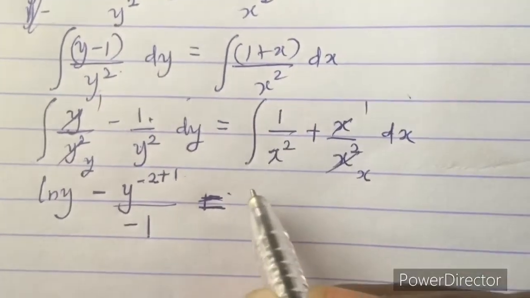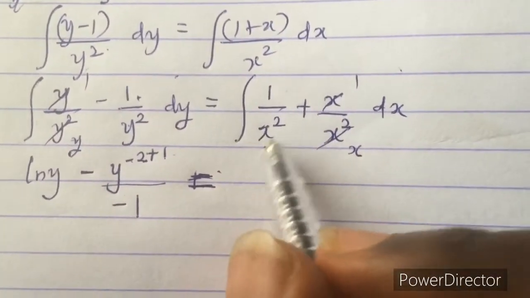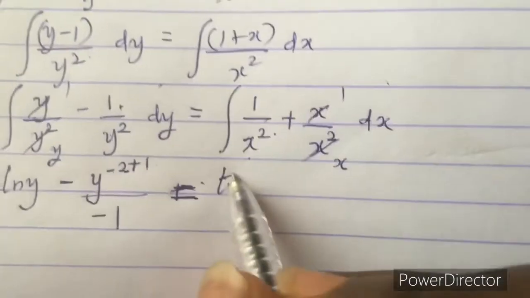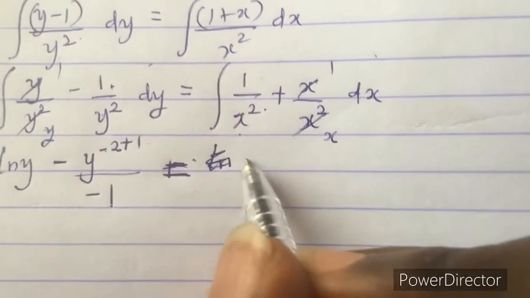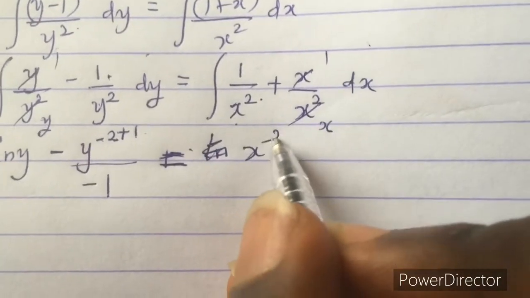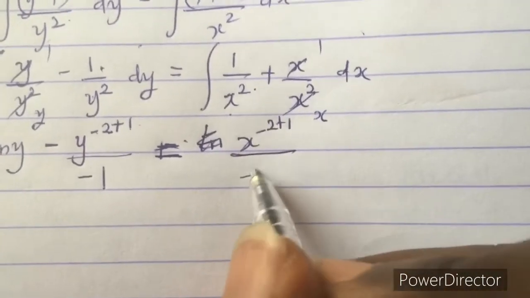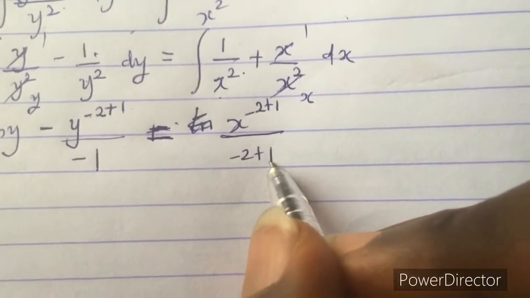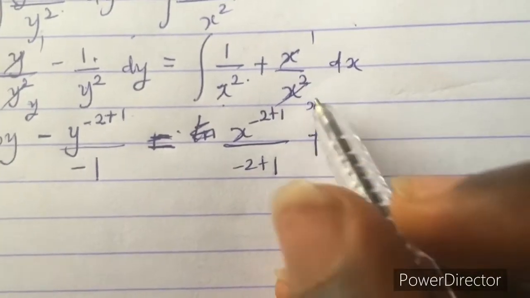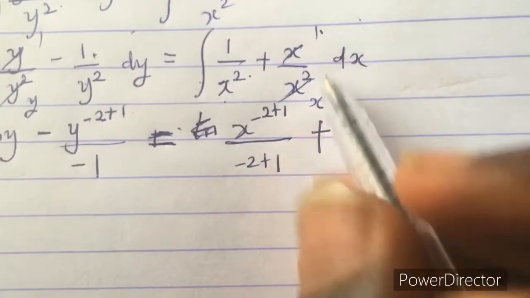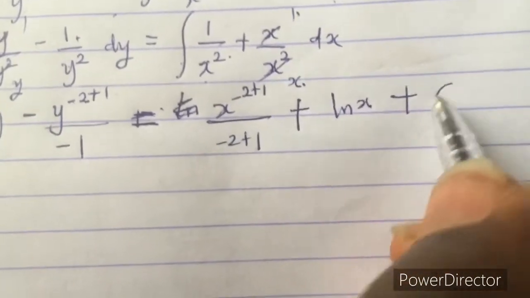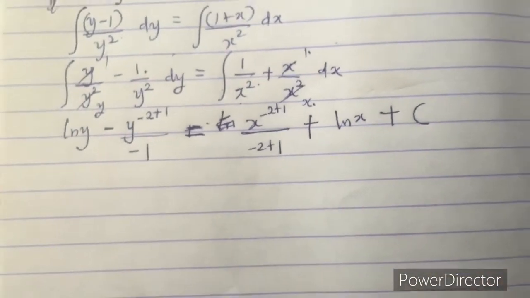Equals integral of 1 over x square. Integral of 1 over x square will be x raised to power minus 2, and that is going to be x raised to power minus 2 plus 1 all over minus 2 plus 1. Then plus integral of 1 over x, which will be ln x plus c. Yes, ln x plus c.